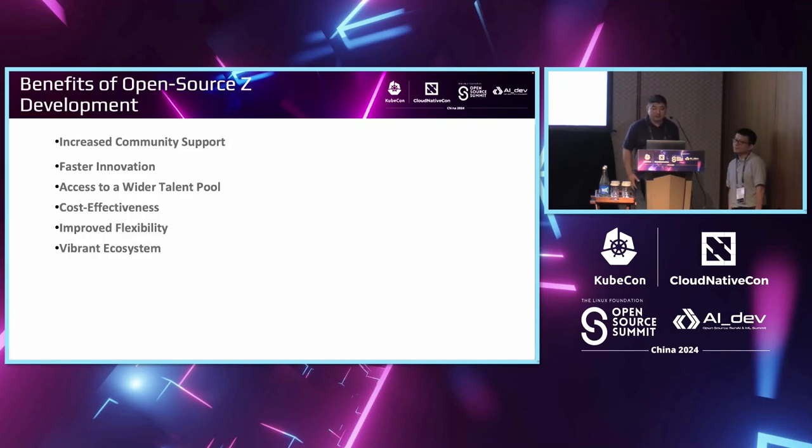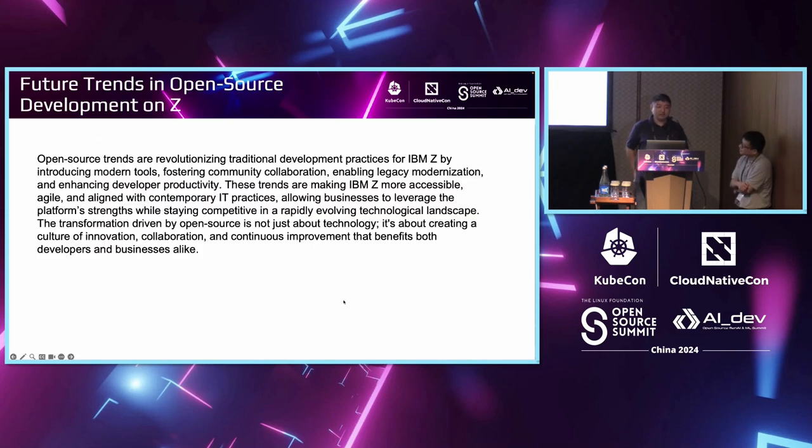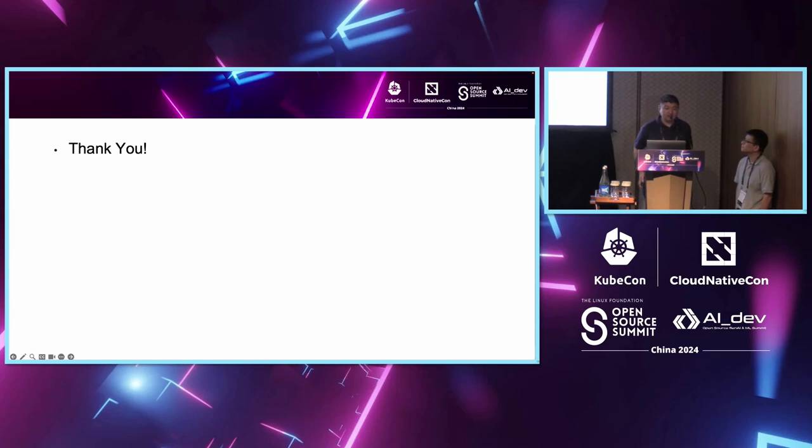Yeah, thanks. As mentioned, we have many benefits from open source development on IBM Z. We get community support and better, faster innovation. We think the open source trend is changing the traditional closed source model to a new development model, and it gives fast innovation benefits to both developers and the business. Yeah, that's our topic today. Thank you.